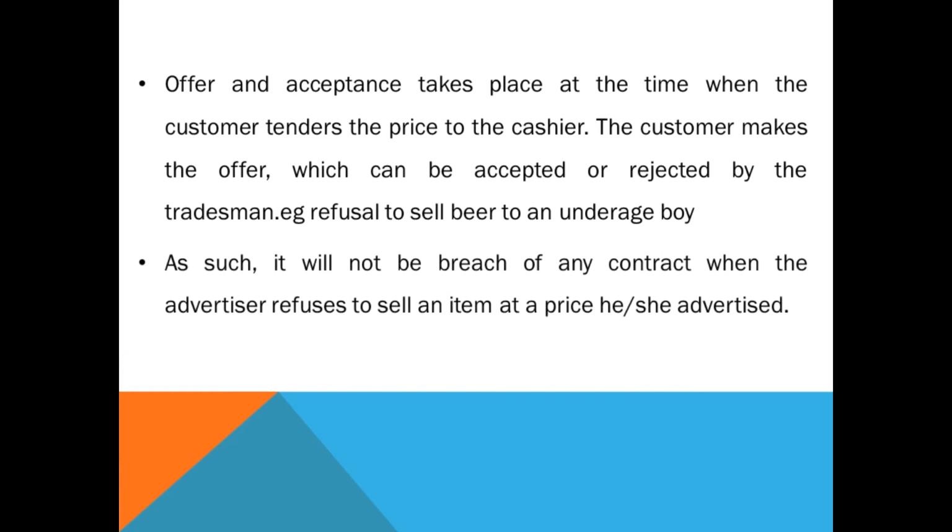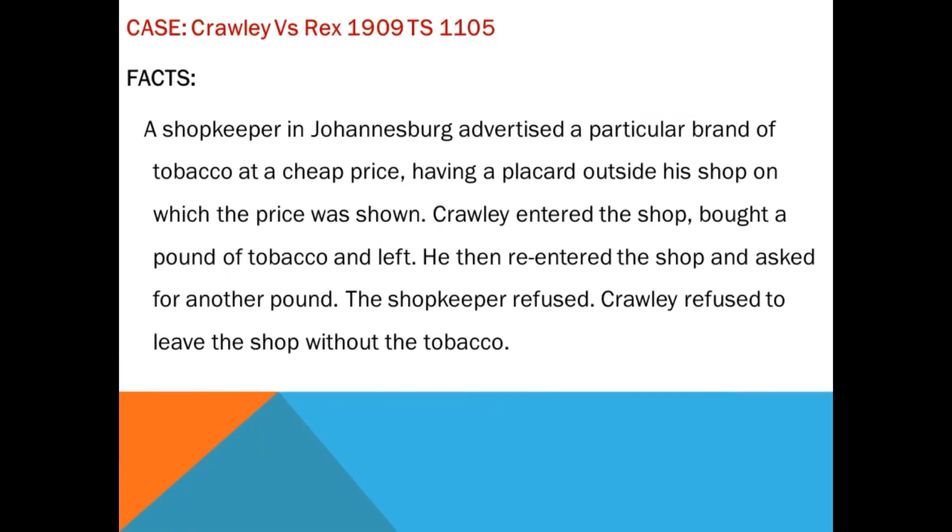As such, it will not be breach of any contract when the advertiser refuses to sell an item at a price he or she advertised. For instance, in this case, a shopkeeper in Johannesburg advertised a particular brand of tobacco at a cheap price, having a placard outside his shop on which the price was shown. Crawley entered the shop, bought a pound of tobacco and left. He then re-entered the shop and asked for another pound. The shopkeeper refused. Crawley refused to leave the shop without the tobacco.